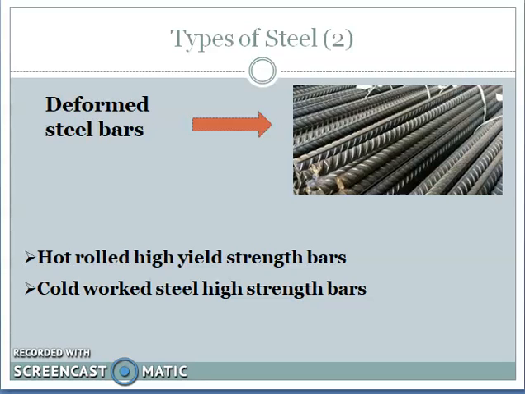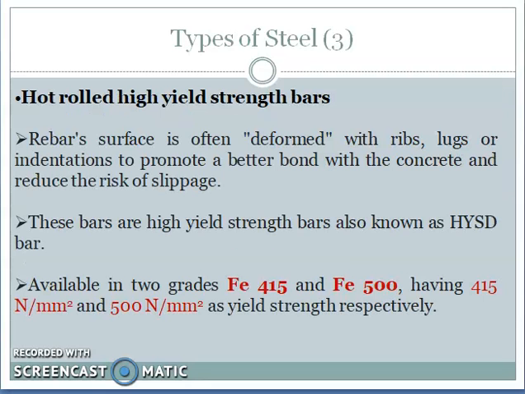Hot rolled and cold worked are divided depending on the process of making these bars. So we'll see in detail what this hot rolled and cold worked steel high strength bars are. To start with, hot rolled: from the name itself you can make out that these bars are made or processed at a very high temperature. That is the reason it's called hot rolled.